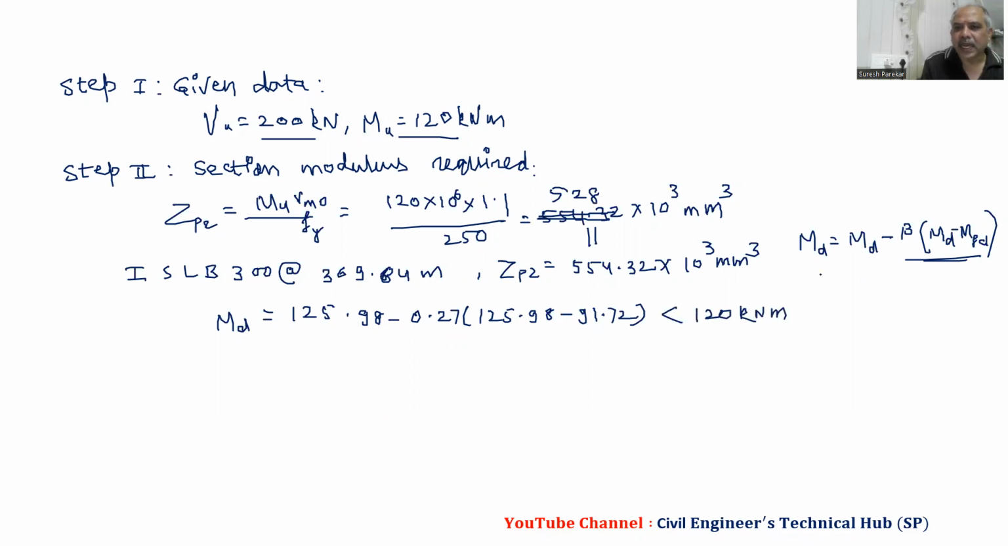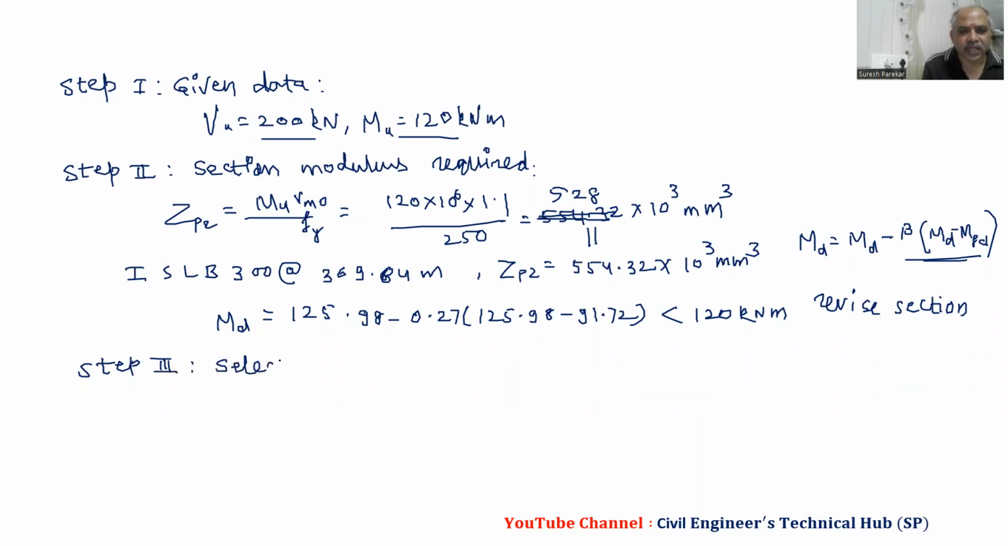Therefore, we have to revise the section. I will not go into detail. So keep in mind, do not go very close. 528 and 554 are actually close, and when we have this, we should not go for it.